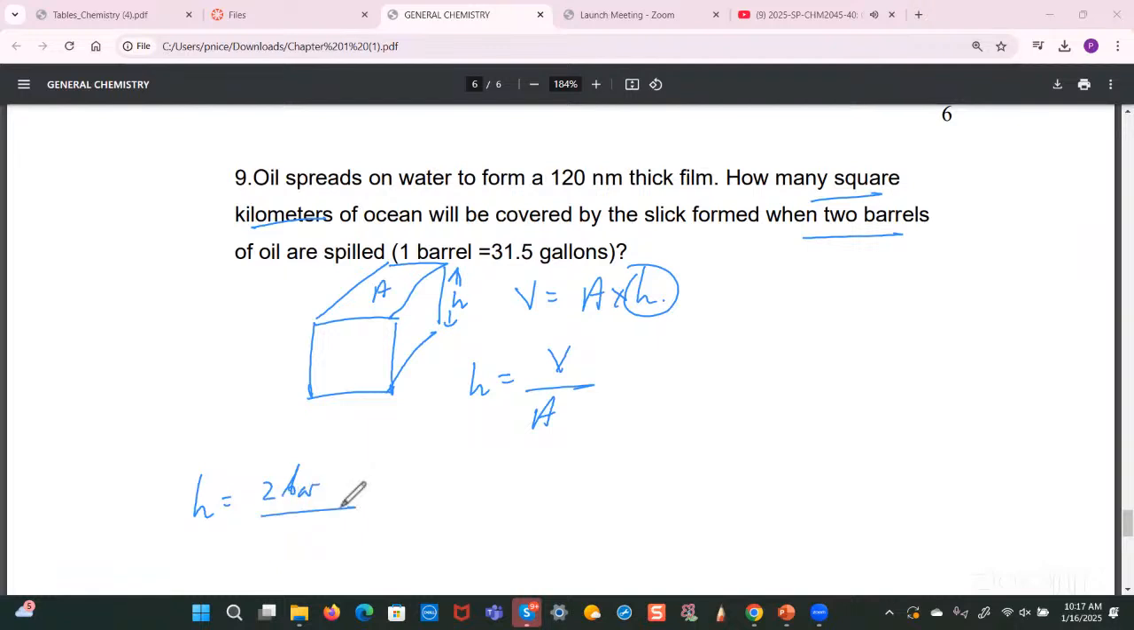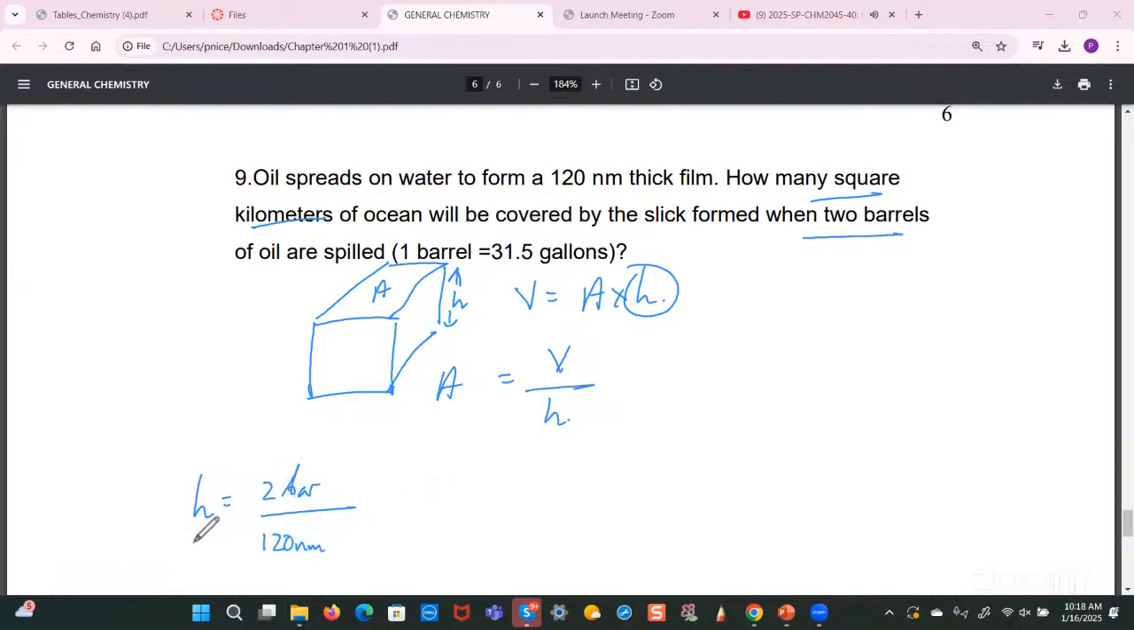Divided by the area. Let me see. Oh, I'm sorry, my bad. The question is not asking for the thickness. They gave you the thickness. The question is asking for the area. So I need to switch those two. So I'm going to put the area here and the thickness here, right? So the thickness is 120 nanometers.